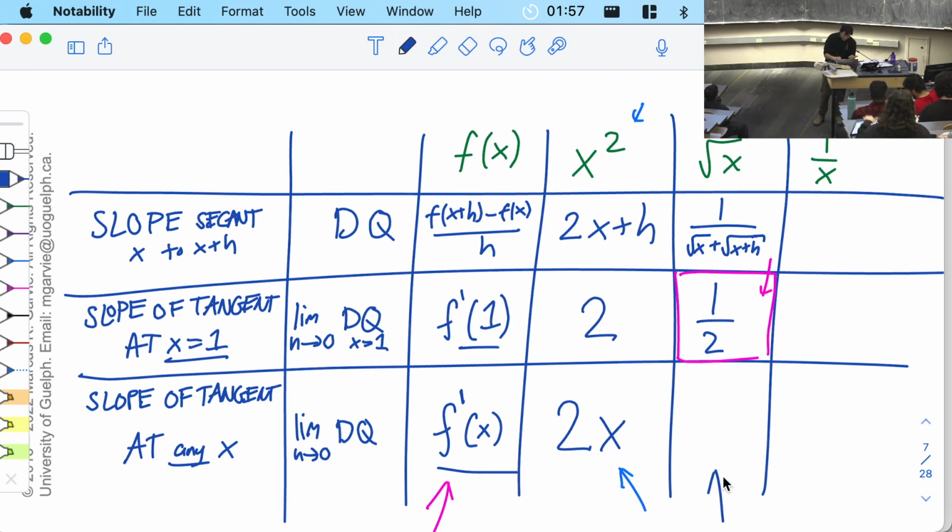We're also going to do the general formula, and then we're going to do it for 1 over x and some other things as well.